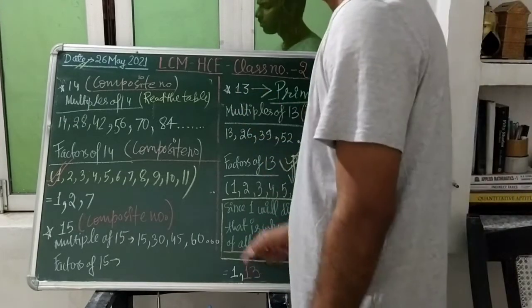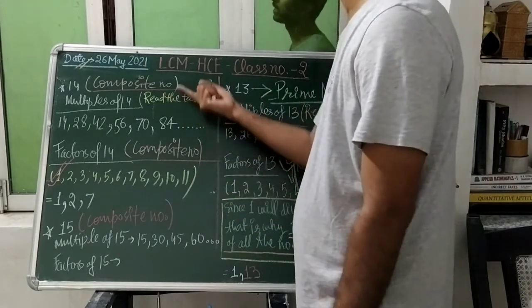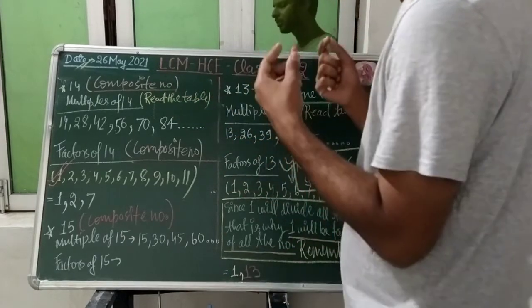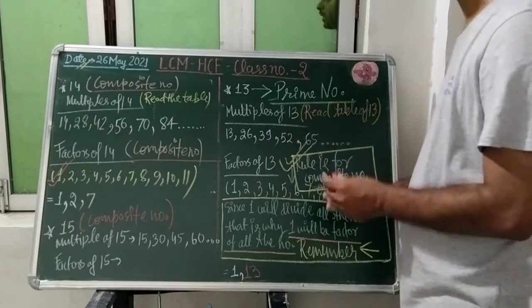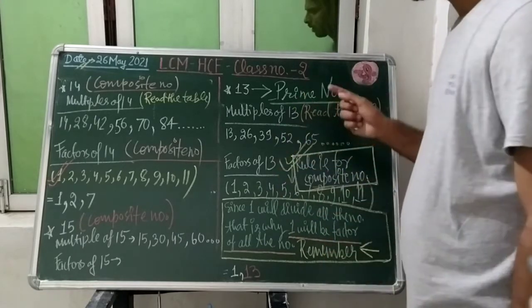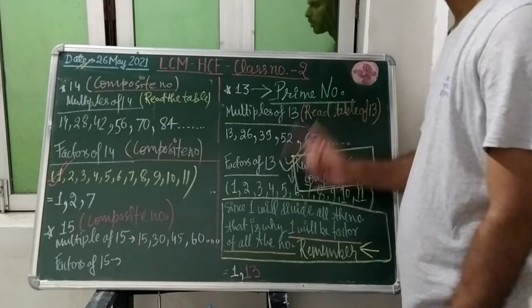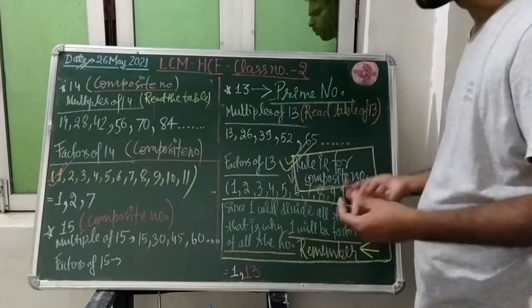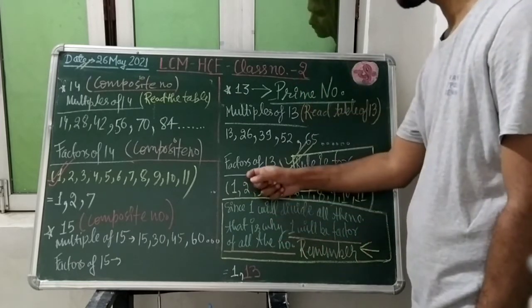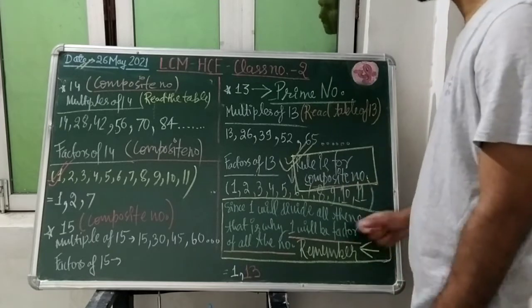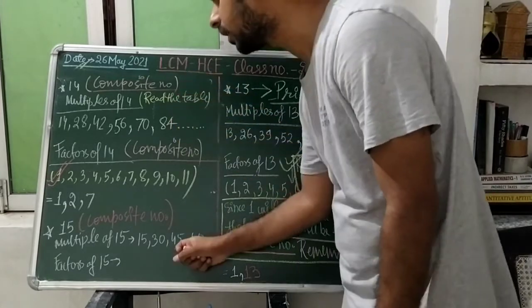When we find multiples of any number, whether it is a prime number or a composite number, we read out the table of that number. But students, when we ask about factors of a prime number, the factors will be 1 and the number itself. So 13 is a prime number, so the factors of 13 will be 1 and 13 only.